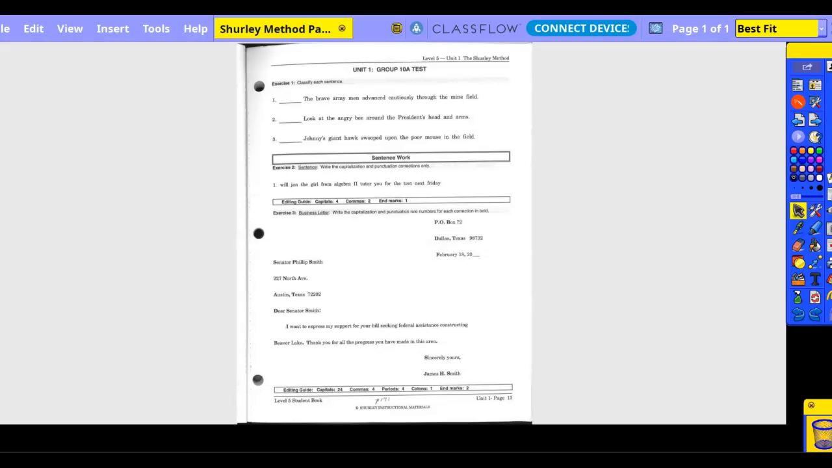Grade Shurley Method, page 13, part 1. We're going to do exercise 1, and that's it today. Just exercise 1. And then we'll do 2 and 3 for the next part. So we're going to classify the sentences. So we have 1, 2, and 3.